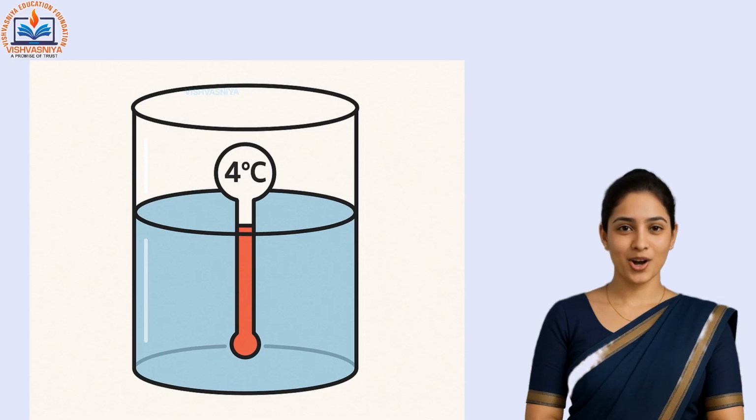Ma'am, may I ask a question? Yes, go ahead. Why is the reference temperature always 4 degrees Celsius for water? Excellent question. Water has maximum density at 4 degrees Celsius. That's why we take it as the standard reference point for comparing densities.